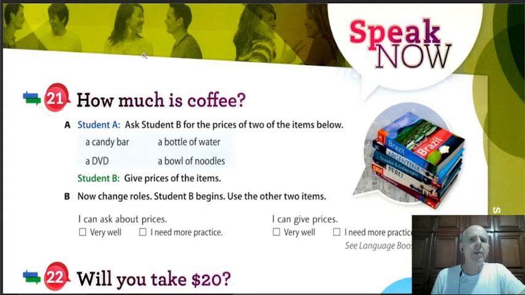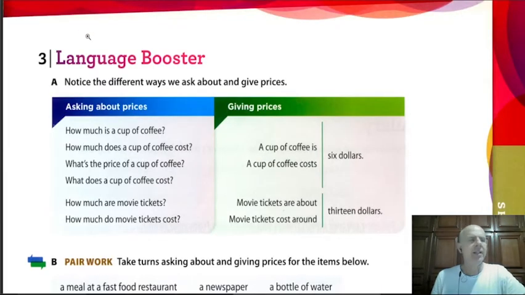But what are we going to do in the Speak Now lesson? We are going to try some dialogues based on the units we saw. For example, lesson 21, I have here the language booster. We had these structures here in which we asked about prices and we gave prices for things. Do you remember that guy going to Santa Monica hostel and they talked about coffee?